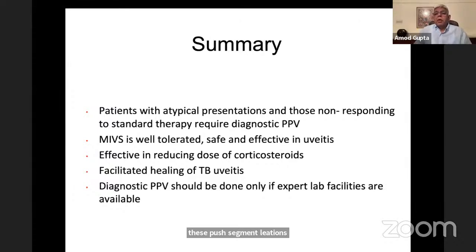Diagnostic vitrectomy, however, should be done, I would suggest, only if your center or clinic has expert lab facilities available nearby. Thank you very much again for this opportunity.